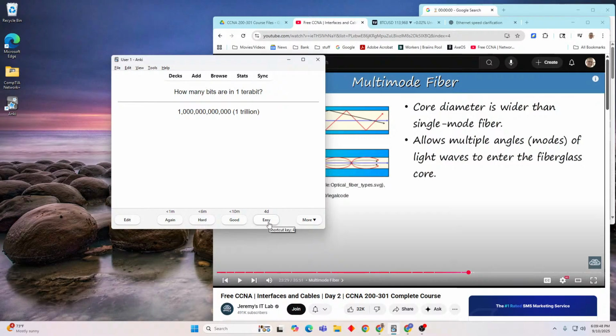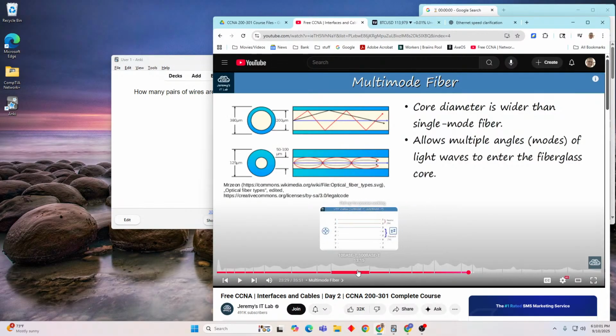Okay. This should be easy. I got it wrong. How many bits are in 1 kilobit? 1,000. Okay. How many pairs of wires are used in a 100 base T cable? I don't know.